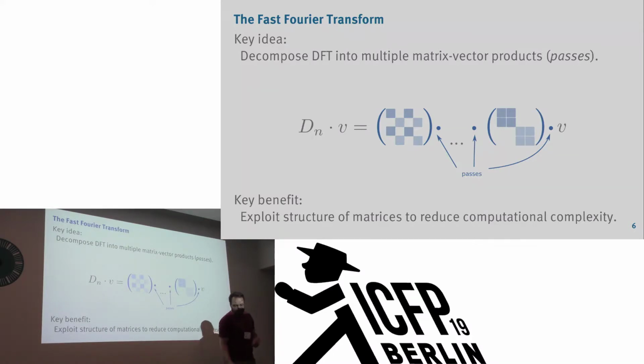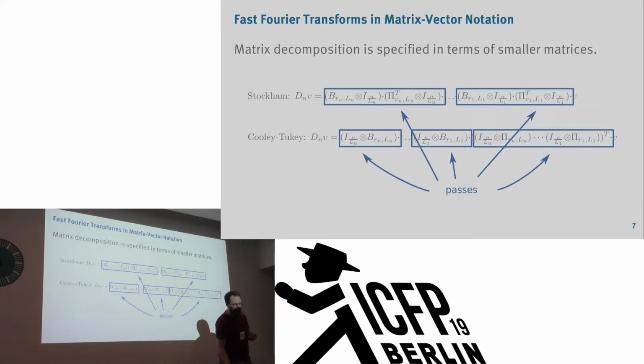There exist a lot of different versions of these sparse matrix decompositions. For example, the Stockham and the Cooley-Tukey FFT are different versions of fast Fourier transform with different decompositions. But these decompositions can be expressed, as shown here, with mathematical formulas consisting of smaller other matrices that then build up the larger decompositions.